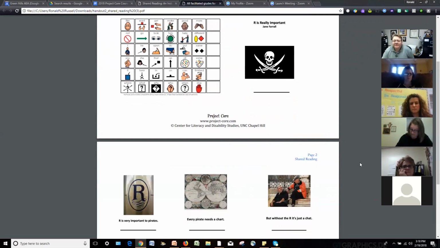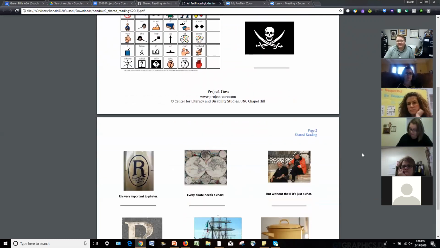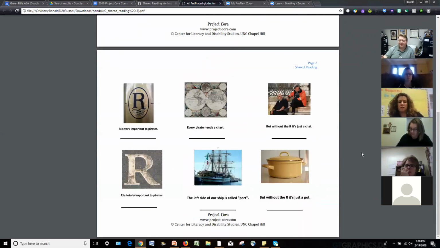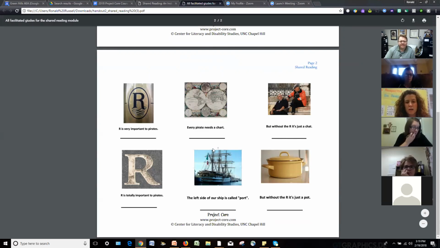Absolutely, I like that. And that would vary depending on the student, where that student is in terms of their literacy development. But for some students at a particular stage of letter identification and even physical writing, absolutely, that would be a great thing. How about this one? Every pirate needs a chart. Any thoughts about that one?